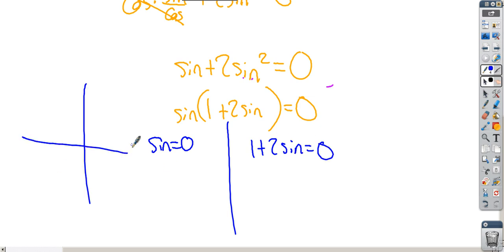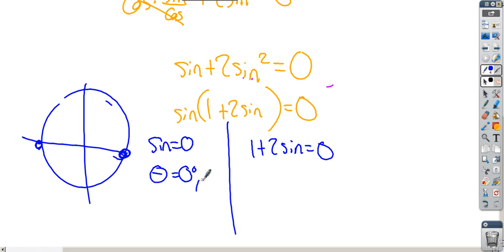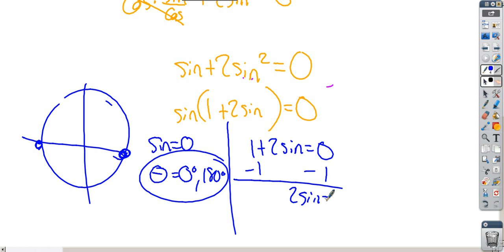Sine equals 0. Remember, the sine is the y coordinate. Sine is 0 right here and right here. And that's at 0 degrees and 180 degrees. So there's 2 of our solutions. Here, let's subtract 1 from both sides. And we'll divide by 2. And so we get sine is negative 1/2.